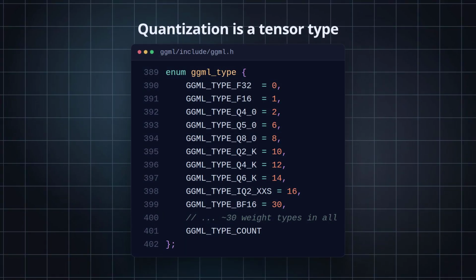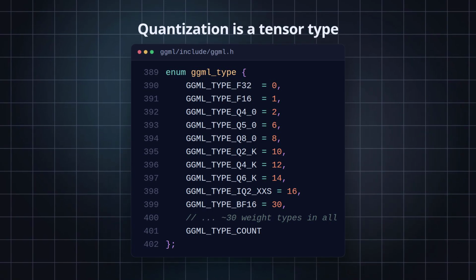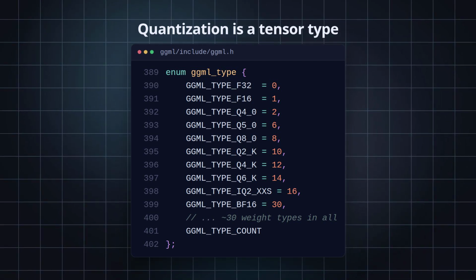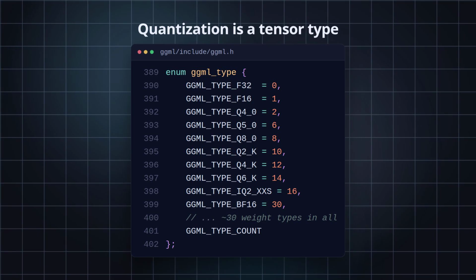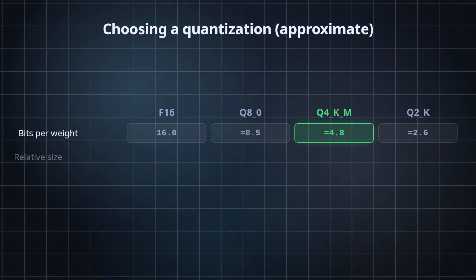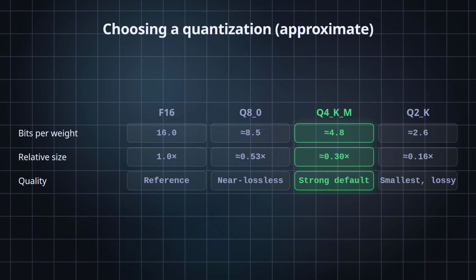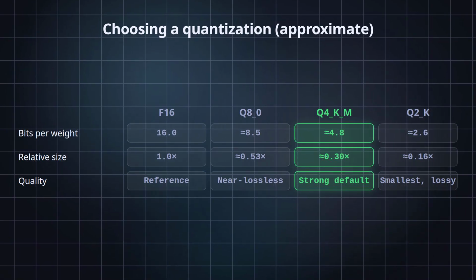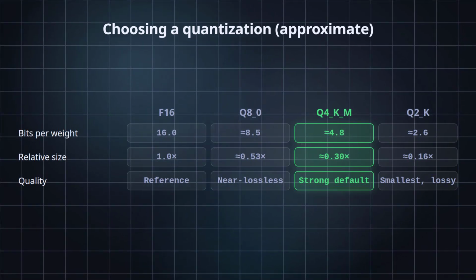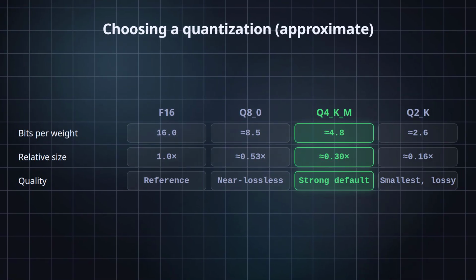Quantization is first class in the type system. Alongside 32 and 16-bit floats, ggml defines a whole family of integer block quantized types, from 8-bit down to under 2 bits per weight. Picking a quantization is a size versus quality dial. Full 16-bit weights are largest and most faithful. The popular Q4_K_M sits near 4.5 bits with little quality loss. Q2_K shrinks the model the most, but degrades it the furthest.